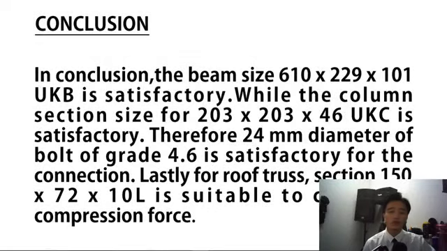Thank you. Therefore, as you can see here, in our conclusion, the beam size 610 times 229 times 101 UKB is satisfactory, while the column section size 203 times 203 times 46 UKC is satisfactory. Therefore, a 24 mm diameter bolt of grade 4.6 is satisfactory for the connection. Lastly, for the roof truss, section 150 times 75 times 10L is suitable to carry the compression force.